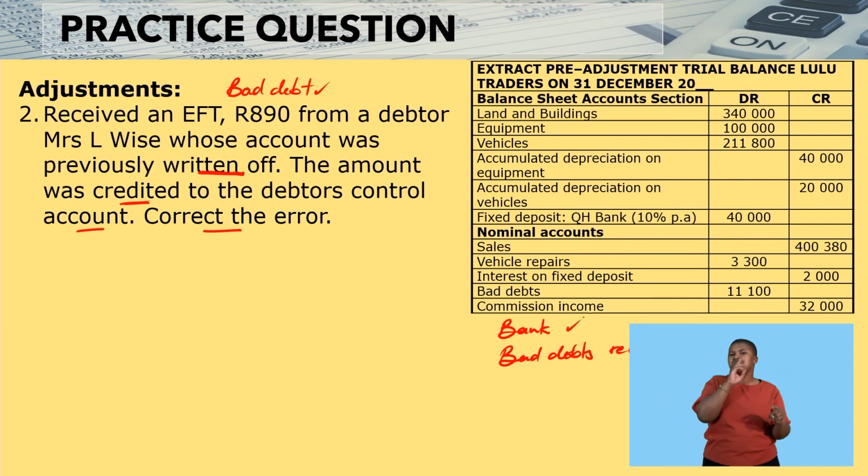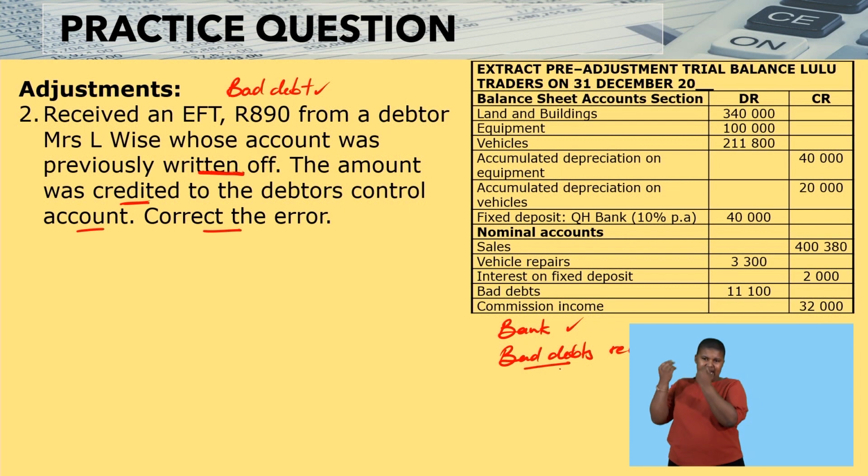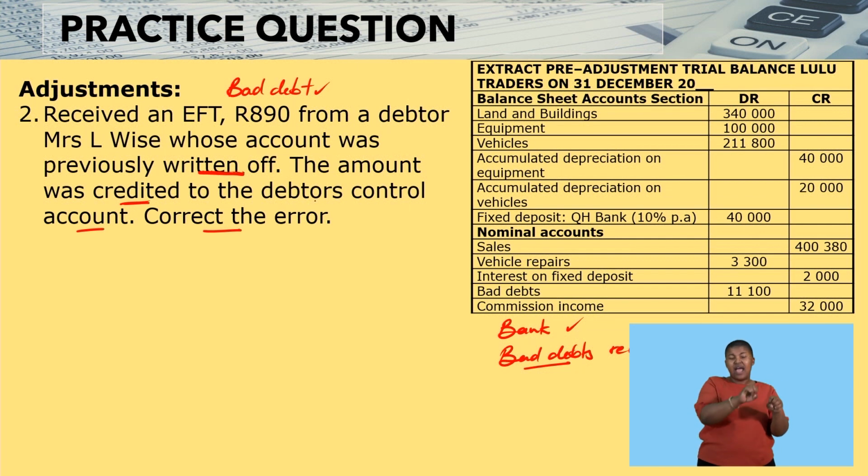It affects bank because we have received money, and that amount we have received was previously written off as a bad debt, so we then call it bad debts recovered. Two accounts are affected, not the debtors' control. In this case, the amount was credited to the debtors' control. Crediting it to the debtors' control is decreasing debtors' control, because debtors' control is an asset account. This is incorrect. So we have to understand that once money is received from a debt which was previously written off, we record it as bad debts recovered.